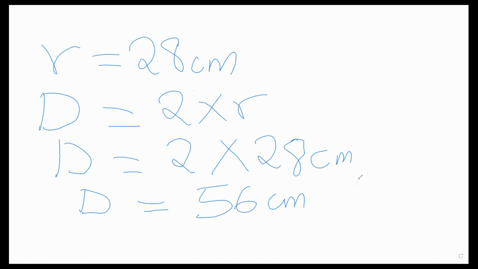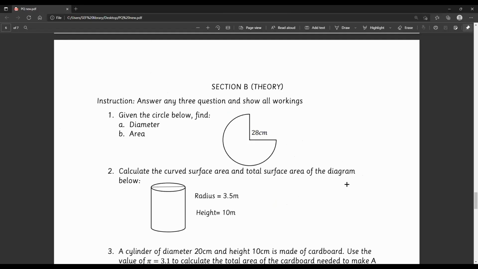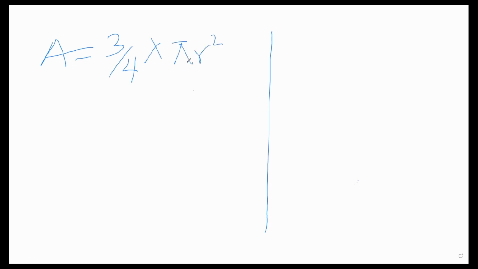So we want to find the area of the diagram below. We know the area of a circle is given by pi r squared. But if you look at the diagram that we have there, the diagram is not a complete circle. It is 3/4 of a circle. So if you want to find the area of that diagram, the area A is given as 3/4 multiplied by the area of a circle, which is pi r squared. So the area of the diagram is 3/4 pi r squared.